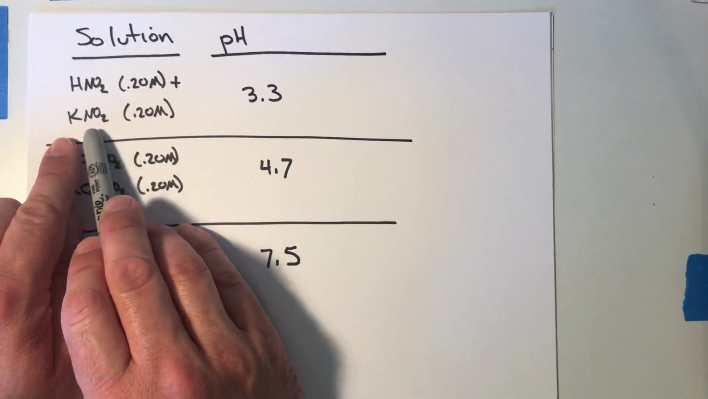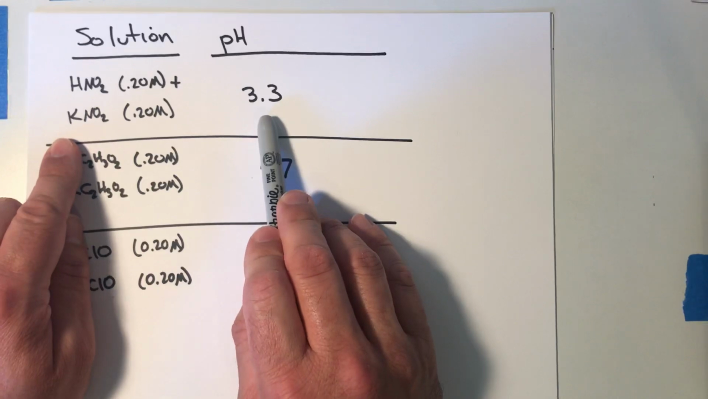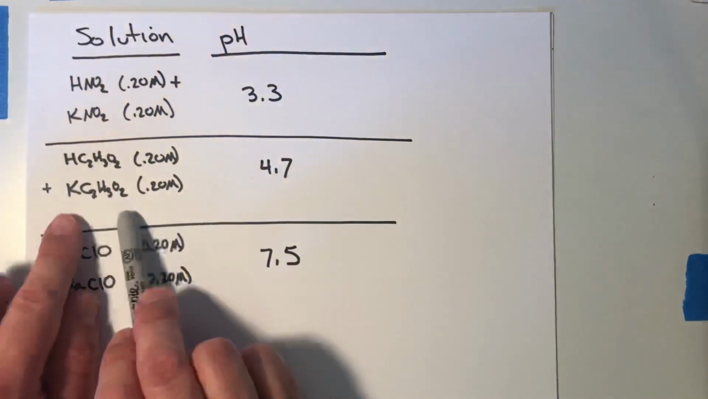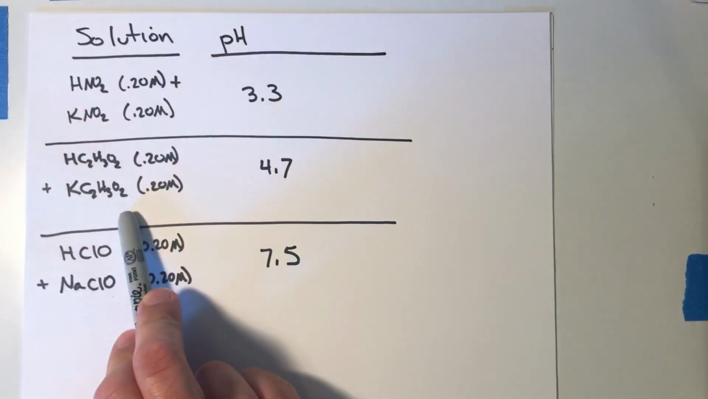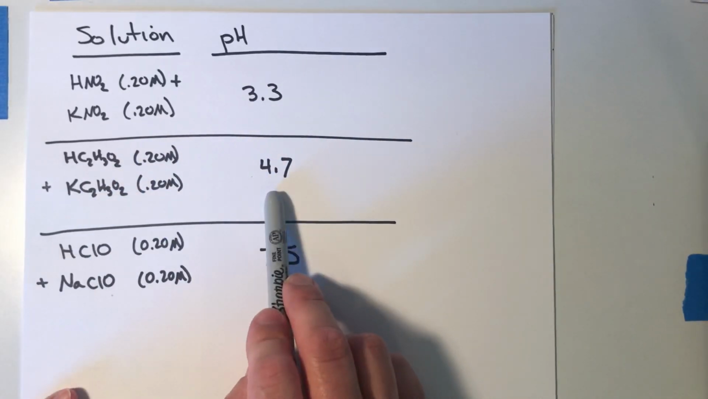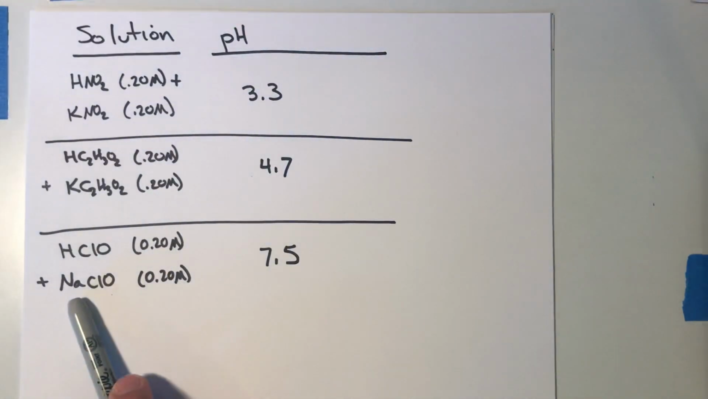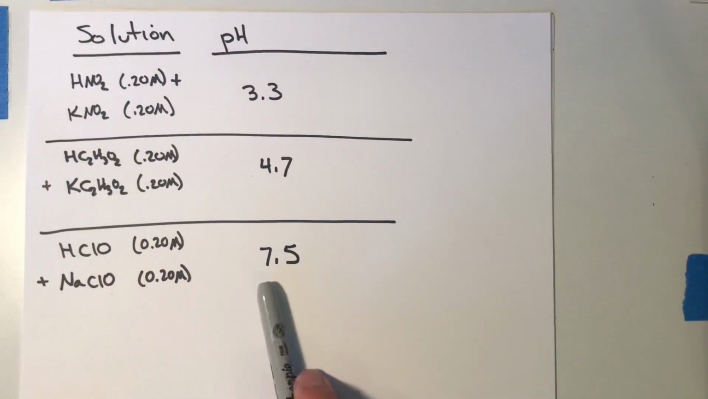And what we find is that if we make this solution in the lab and go to measure the pH, it has a pH of about 3.3. If we mix this buffer solution of acetic acid and potassium acetate, we find that its pH is about 4.7. If we mix a solution of hypochlorous acid and sodium perchlorate, we find that we get a pH of about 7.5.